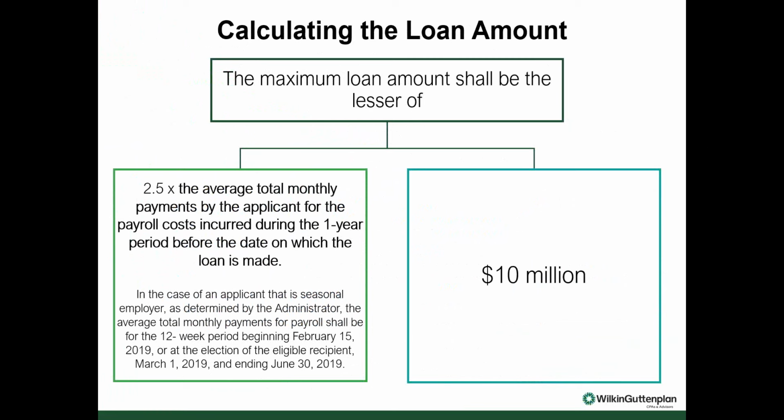So now I have the total monthly average payments. Let's say for the sake of discussion, it's $1 million. I multiply that number by 2.5, and that taxpayer would qualify for a $2.5 million loan, which is lower than the 10 million because 10 million is the max. So that taxpayer would qualify for a $2.5 million loan.